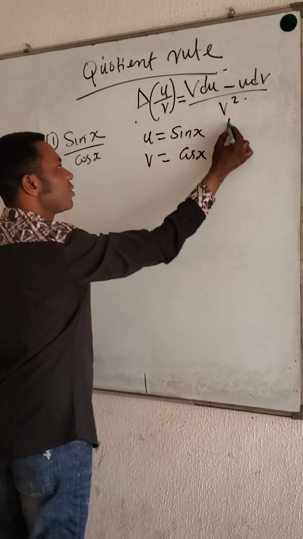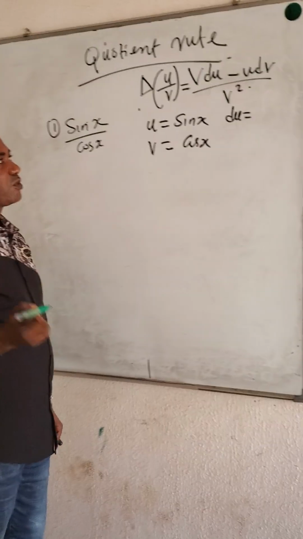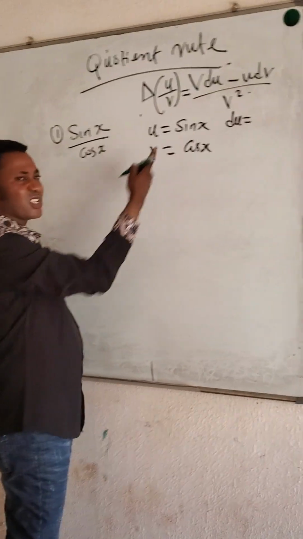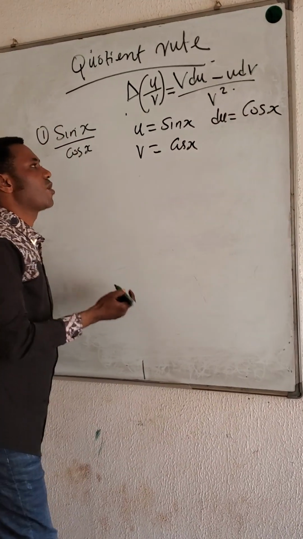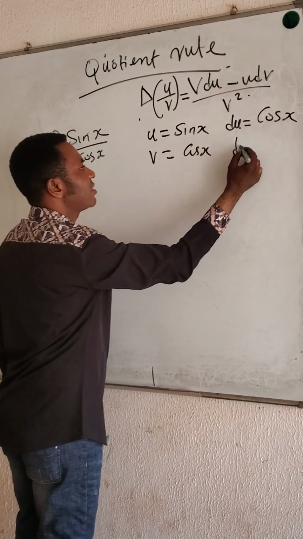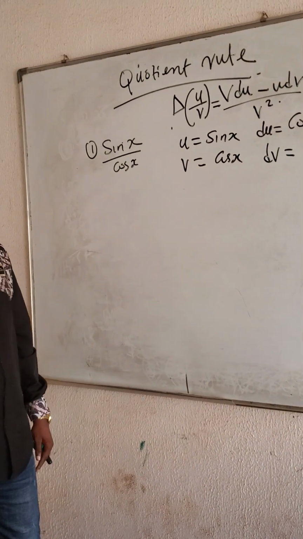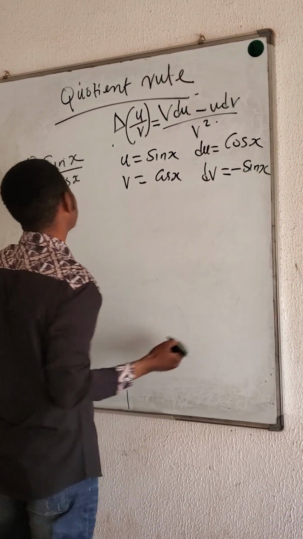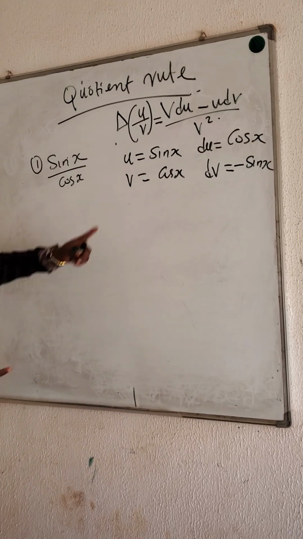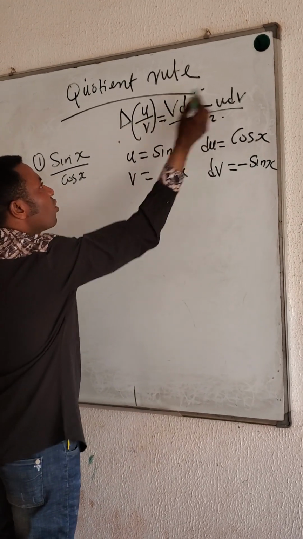Now, we need to get du. What is du? It means to differentiate u. And when you differentiate u, you will have differentiate sin x. You're going to have what? Cos x. And then for us to have dv, we do what? Differentiate v. And when you differentiate v, you have minus sin x. Alright? Now, all we need to do is to substitute u, v, du, dv into the formula.